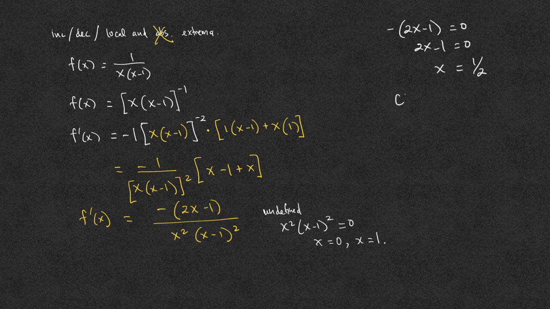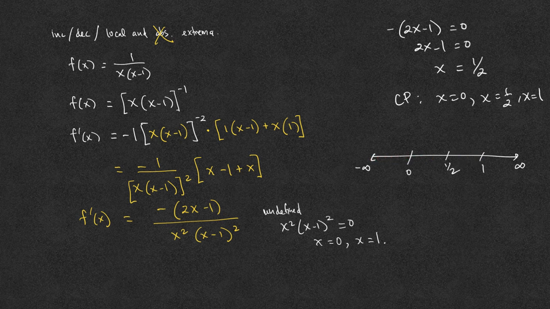So there are 3 critical points here: x equals 0, x equals 1/2, and x equals 1. These are the cut points. Negative infinity to infinity is being cut by 0, 1/2, and 1. We now have 4 subintervals because there are 3 cut points. We test the sign of the derivative in each of these subintervals.